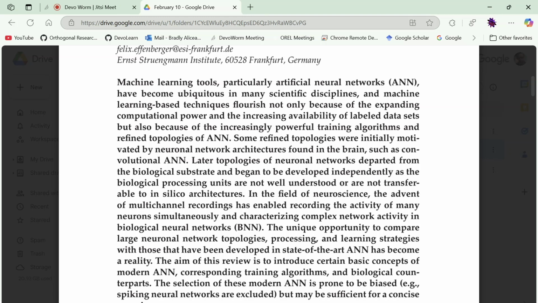In the field of neuroscience, the advent of multi-channel recordings has enabled recording the activity of many neurons simultaneously and characterizing complex network activity in biological neural networks. The unique opportunity to compare large neural network topologies, processing, and learning strategies with those that have been developed in state-of-the-art ANNs has become a reality.